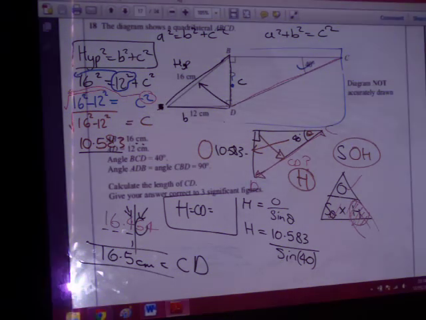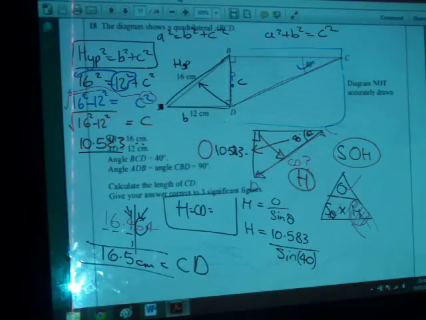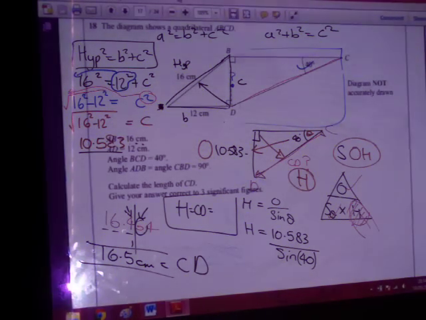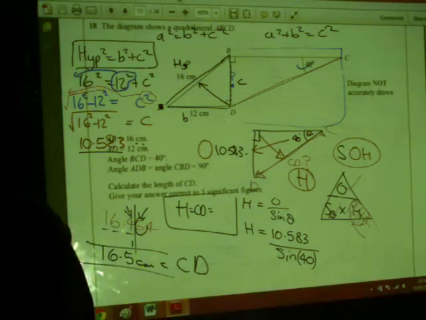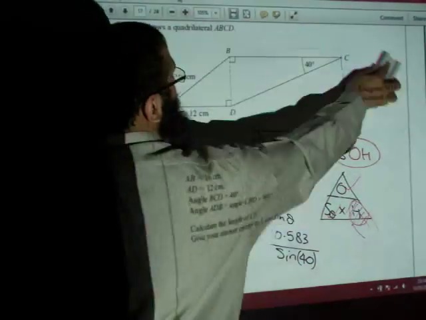I'll write it there. Copy all that down. Done. Don't forget to write down centimeters though. Excellent. It's already there. Alright, let's move on, folks.